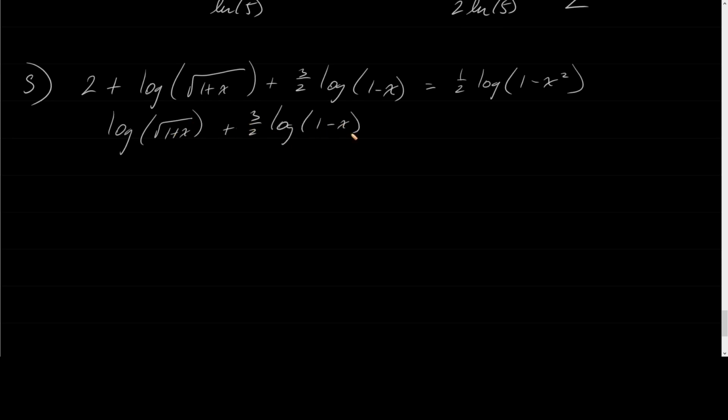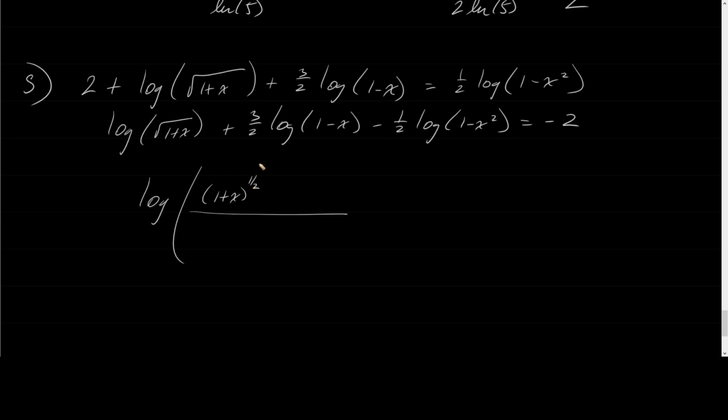So log of the square root of 1 plus x plus 3/2 log of 1 minus x minus 1/2 of log of 1 minus x squared, and then move the 2 to the side, so -2. All right, so I move this piece to the left, this piece to the right. Next thing I'm going to do is write this as just one logarithmic statement on the left side. So what do I mean? I'm going to have log of, in here, the square root of 1 plus x is really just 1 plus x to the 1/2. And then remember, when we're adding, it's going to be a multiplication on the top. When we're subtracting, it's going to be a division on the bottom. So in here, I'm going to have this 1 minus x to the 3/2, and then over 1 minus x squared to the 1/2 is equal to -2.